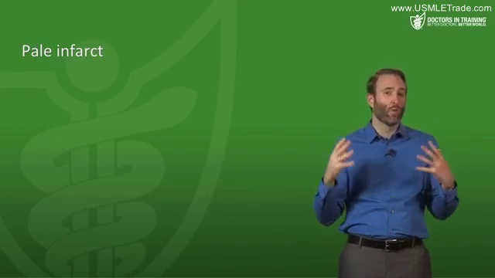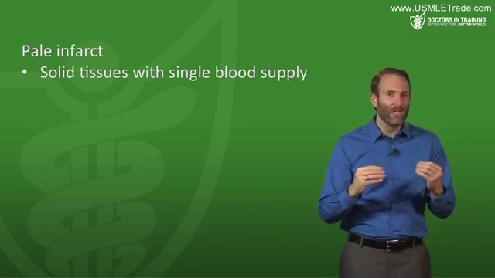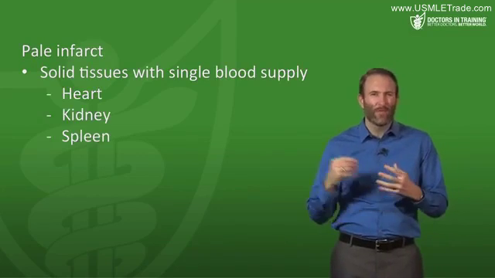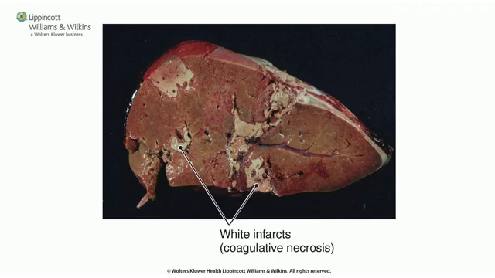Now let's talk about pale or white infarcts. That's going to occur in what we call solid tissues with maybe a single blood supply, not a lot of collaterals. Think about the heart, think about the kidney, the spleen, and again, sometimes in the liver as well. Again, if you are not revascularizing these areas, you'll just end up with a pale infarct.